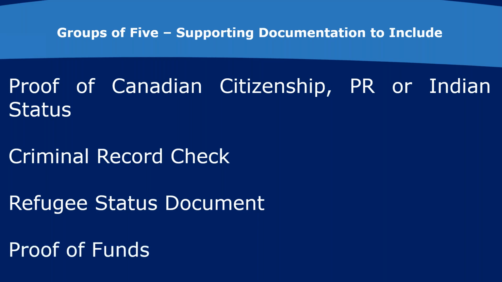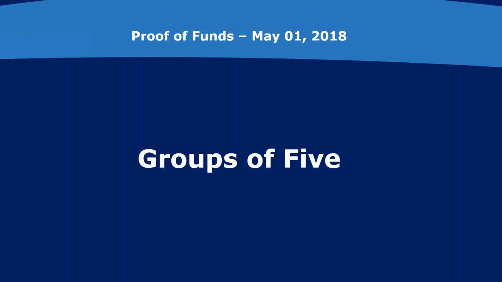And finally, Groups of 5 are required to include proof of funds with the application. And in terms of how a Group of 5 can demonstrate that they have the necessary proof of funds, and this is specifically in line with the requirements that were released on May 1st, 2018, there are two options. Either the funds are held in a trust account or sponsors pledge from their income. The third option is you do a mix of both. So I'm going to go through the requirements for each of those two, and then we'll look into what you need to do if you're doing a mix of both.